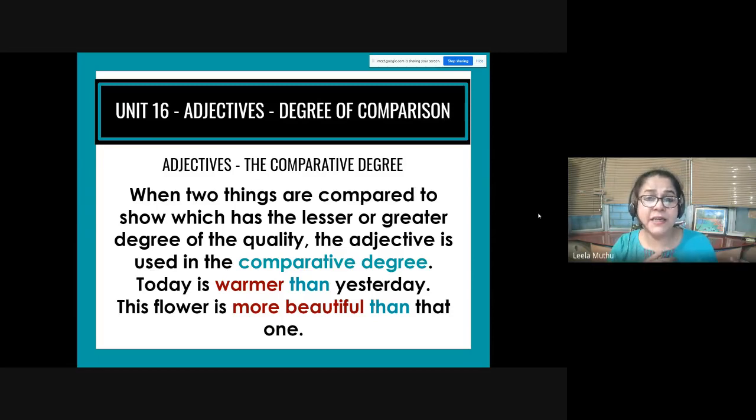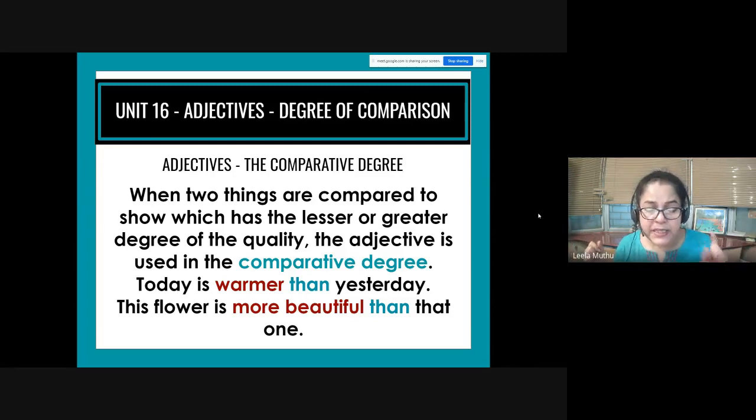I said that yesterday, but today is warmer than yesterday. I have compared the two days. I've compared yesterday and today, and I found that today it is warmer than yesterday. So as you can see, I have compared two days. In this, two nouns have been compared.